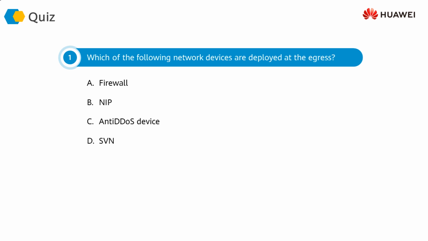Firewall does not only protect the traffic coming into your network, it can also check the traffic that is going out of your network. Because you might want certain traffic to go out of your network and certain traffic not to exit a network. So it can be deployed at the egress. And then VPN as well, yeah.